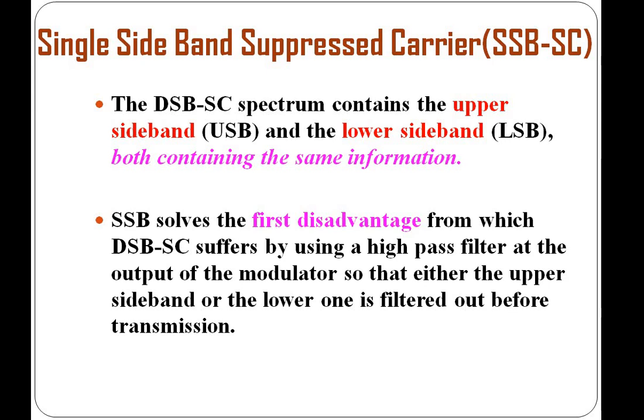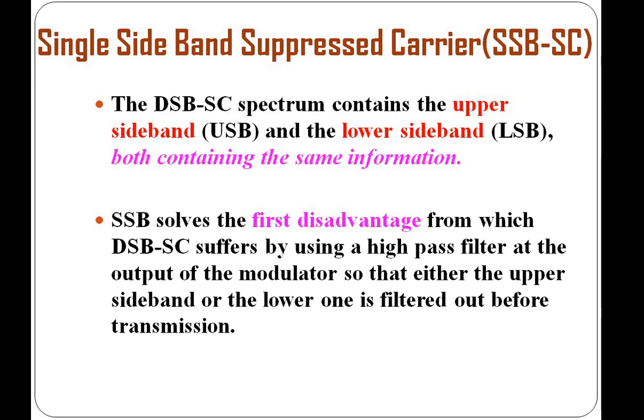The SSB-SC spectrum contains both the upper sideband and the lower sideband, which have the same information. So SSB solves the first disadvantage by removing one of the sidebands using a high pass filter or a low pass filter. It depends completely on the receiver. It is filtered out and then given to the receiver.